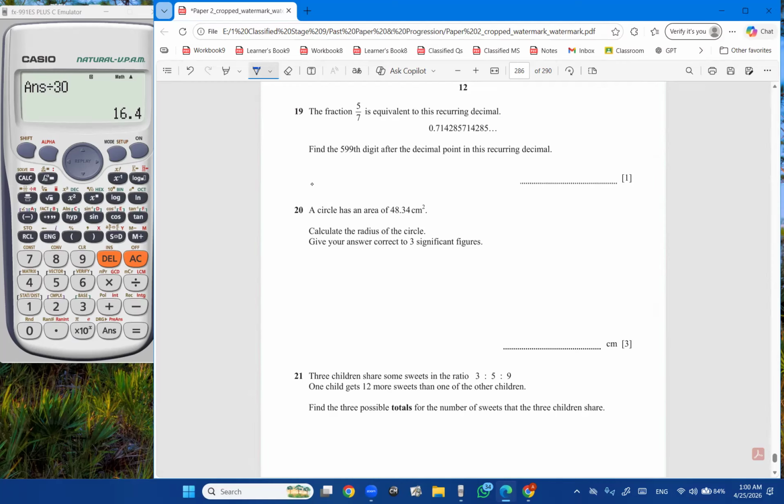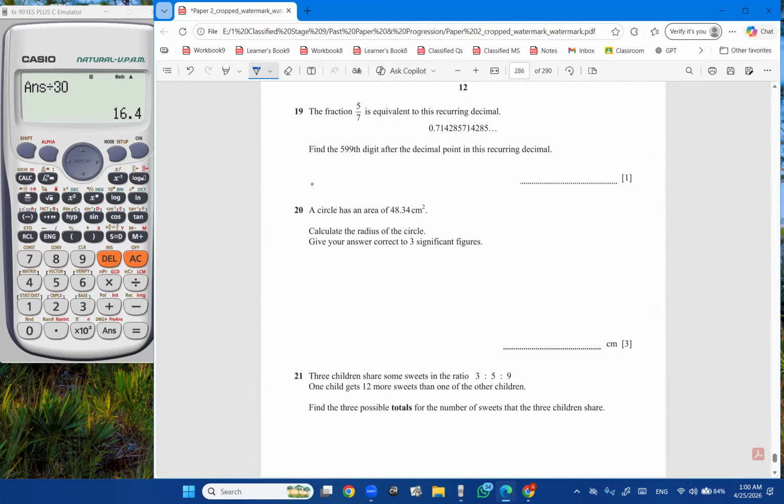So it is 0.714285, 714285, then again 714285. How many digits are they? You're going to find that they are 6 digits. They keep repeating. So you should know that the 600th digit is going to be the 5. How do I know this? 6 digits, the last digit is 5.